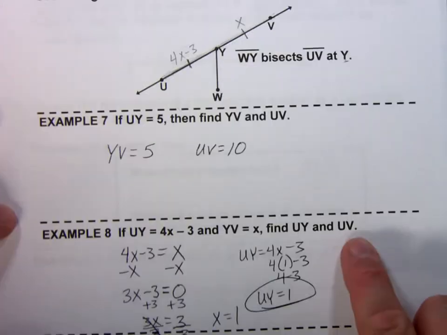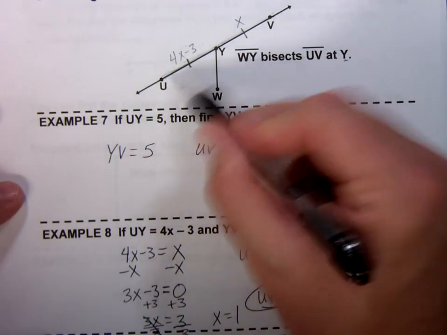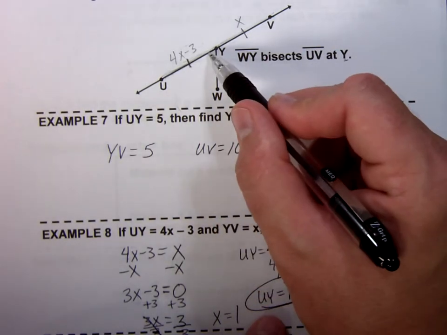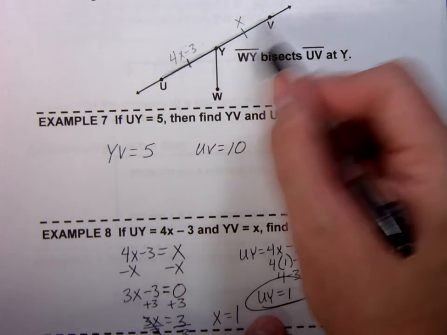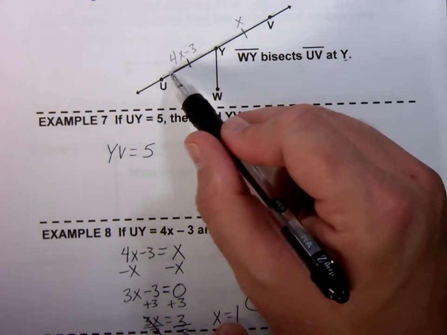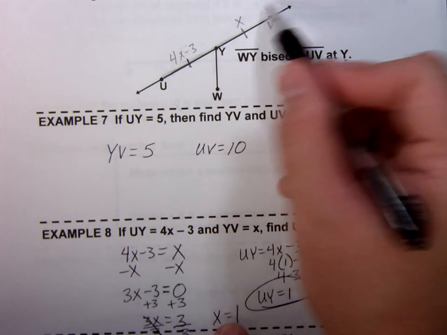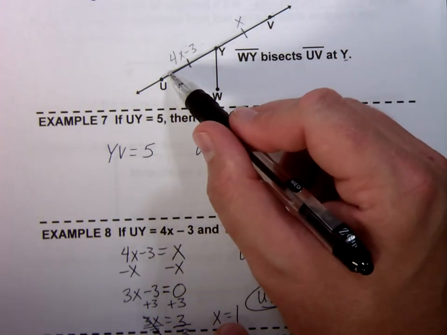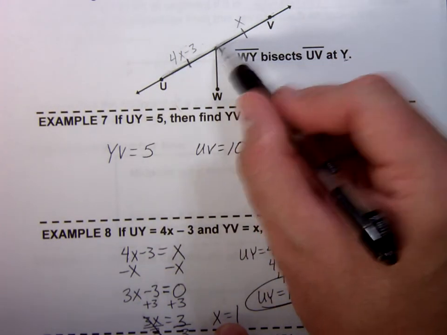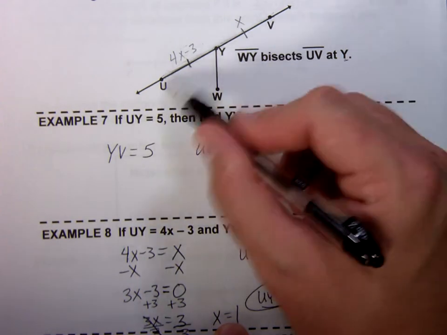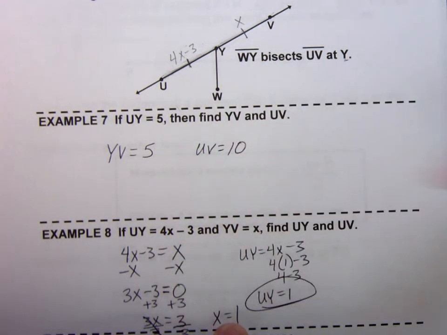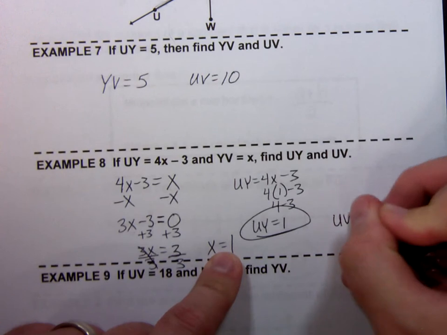Well, we just found out the distance from U to Y is 1. Remember, these are congruent. Also, this is labeled as x, which we found out is 1. So the distance from U to V, the whole thing, segment addition postulate: 1 plus 1 is 2. This whole thing will be 2 because 1 plus 1 is 2. So the distance from U to V is 2.